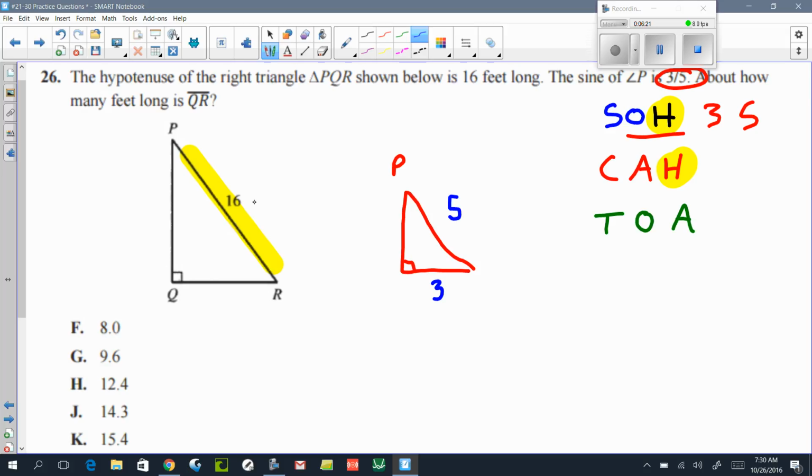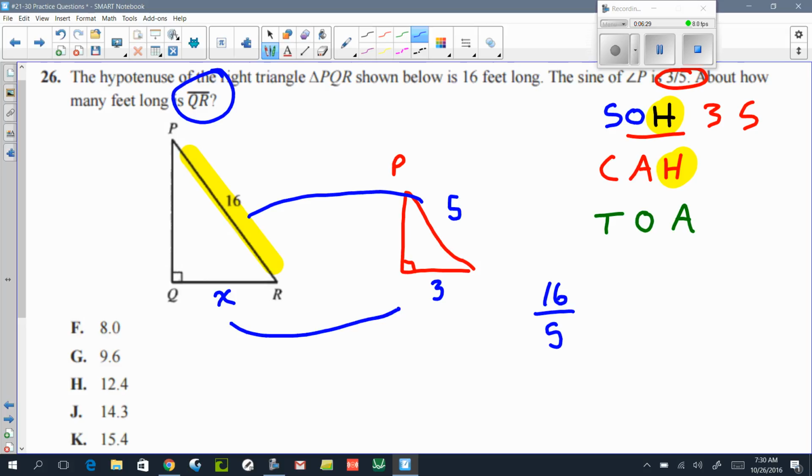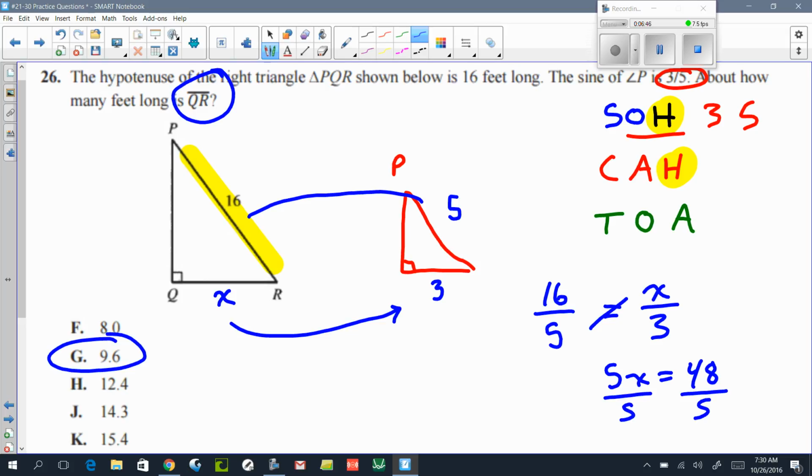We could say that 16 is to 5 as x, that's what we're trying to find, QR, is to 3. And if we cross multiply here, we'd have 5x is equal to 48. And when we solve, dividing by 5, we end up with 9.6. That's the correct answer. So there's one way to do some trig using similar triangles.